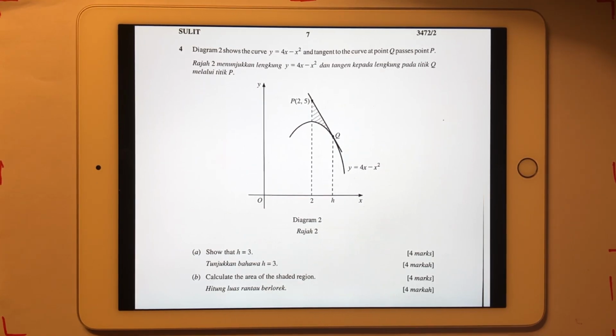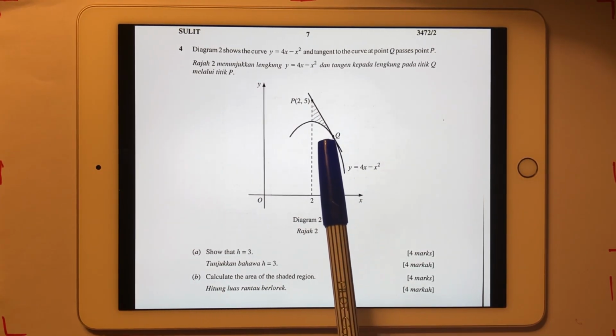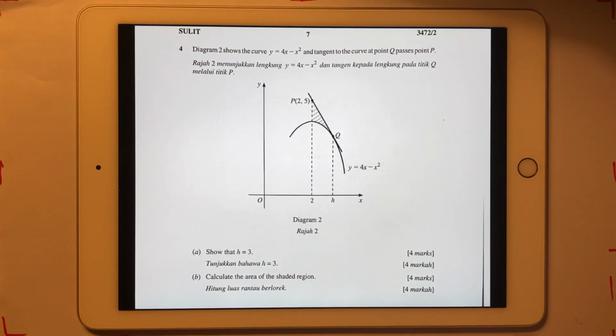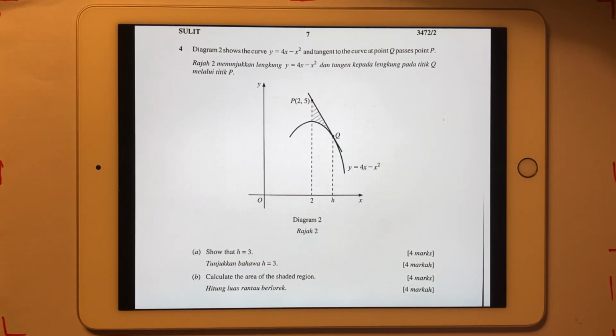Moving on to question 4. Here we're given a parabola with this equation and the line PQ which touches the parabola at the point Q. The first part, show that h is equal to 3, h being the x-coordinate of Q, and second part, calculate the area of the shaded region. So anyway, let's put the diagram on top for easy reference.